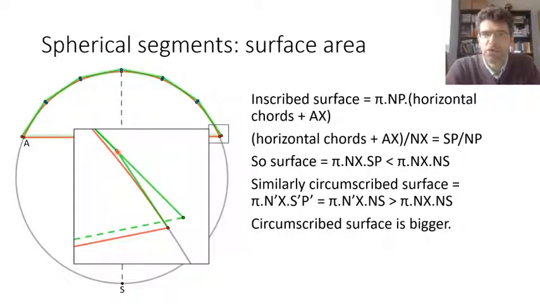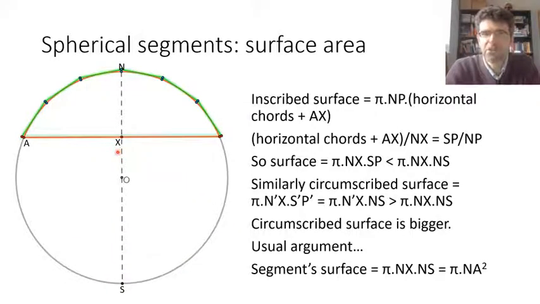Now, if you can get all that to work, we can reason that the only value left for the surface area of the segment itself is pi times the height times the diameter of the sphere. And moreover, the height of the segment multiplied by the diameter of the circle it's cut from is also the square of NA, because after all, NA to NX is the same as NS to NA by similar triangles. So Archimedes discovered that the surface area of a spherical segment is equal to a circle whose radius runs from the center to the edge of the surface.